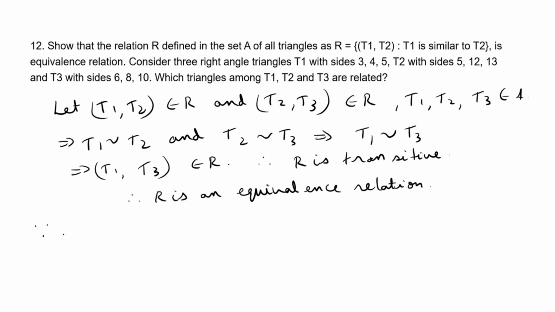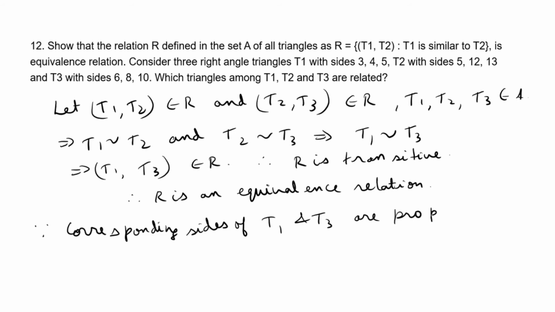Since corresponding sides of T1 and T3 are proportional, we have T1 similar to T3. T1 is similar to T3, it means T1 and T3 are related. Therefore, T1 and T3 are related.